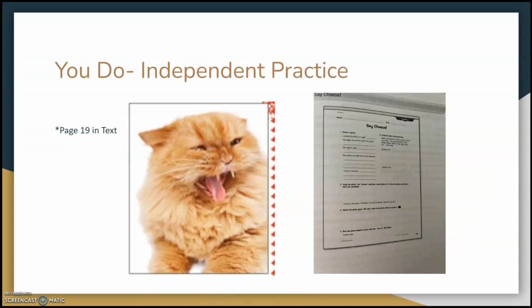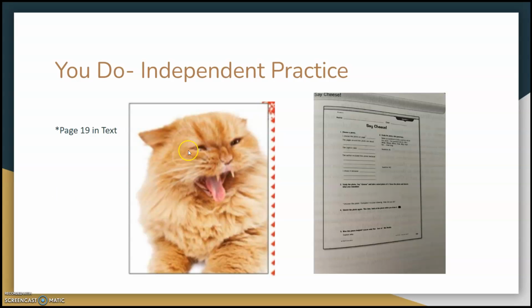Last part is the "you do." So this is the independent practice. This is when students do it all by themselves. There's no teacher guidance, no teacher support. They do it by themselves. This kind of shows you if they learned the strategy or not, if they can do it.